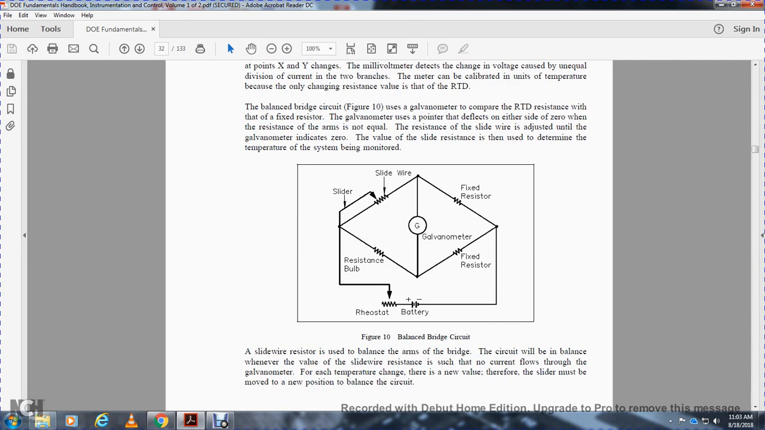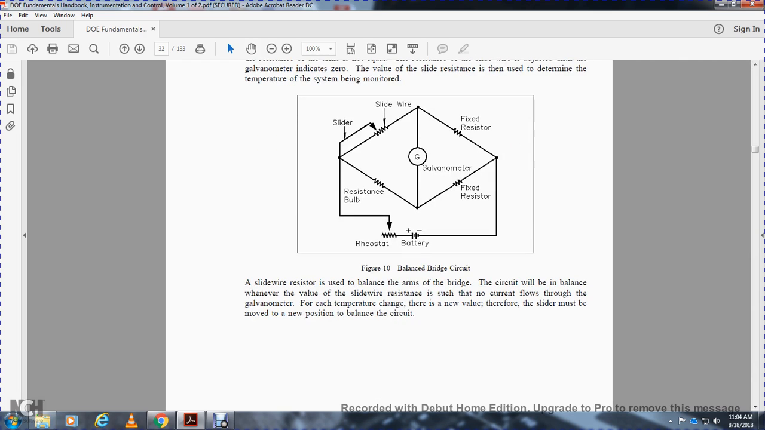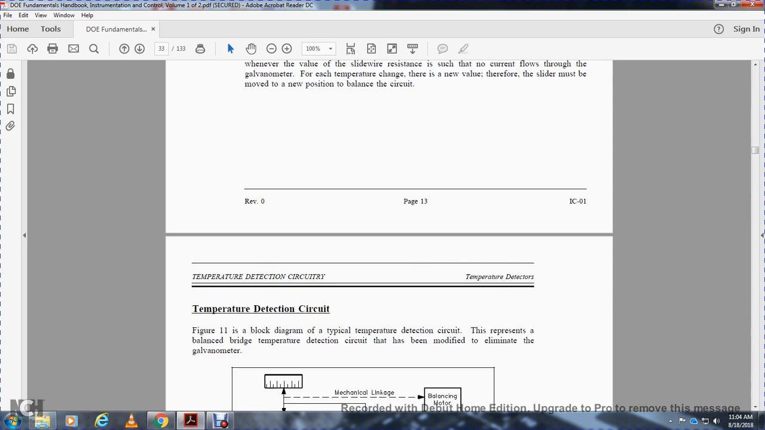Figure 10 shows the balanced bridge circuit: the battery, rheostat, resistance bulb, the slider and slide wire, resistors 1, 2, 3, and 4, fixed resistors, and the galvanometer at the center. The slide resistor yields the balance of the bridge arms, so the circuit is balanced at that value of the slide wire resistance, and no current flows through the galvanometer. When the temperature changes to a new value, the slider must be moved to a new position to balance the circuit.